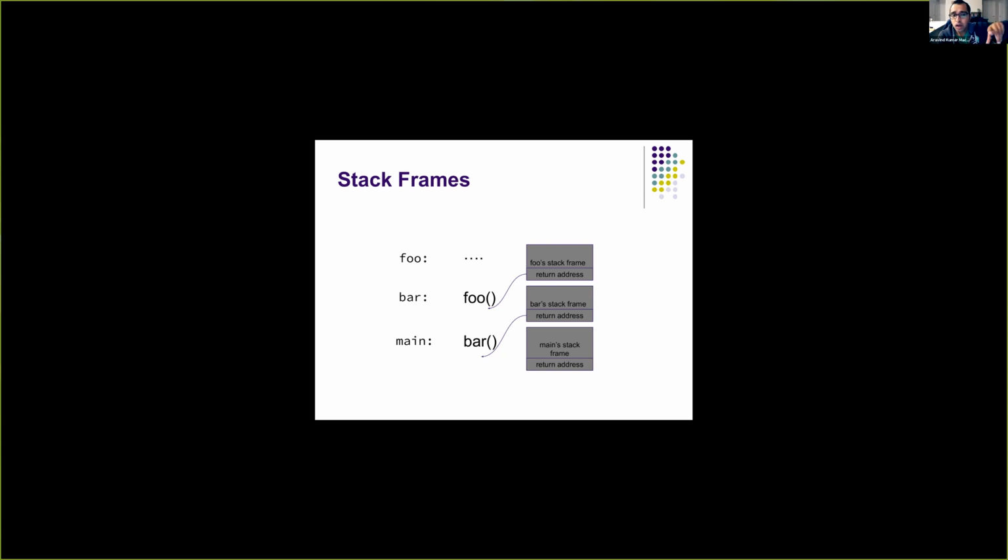Now, when the process is executing foo, when foo returns, it actually returns to bar, and when bar returns, it actually returns to main. The way this is handled is by using stack frames. Since a stack allows last in, first out data access, it provides a natural way to handle function calls. That's why we use stack frames to handle function calls.